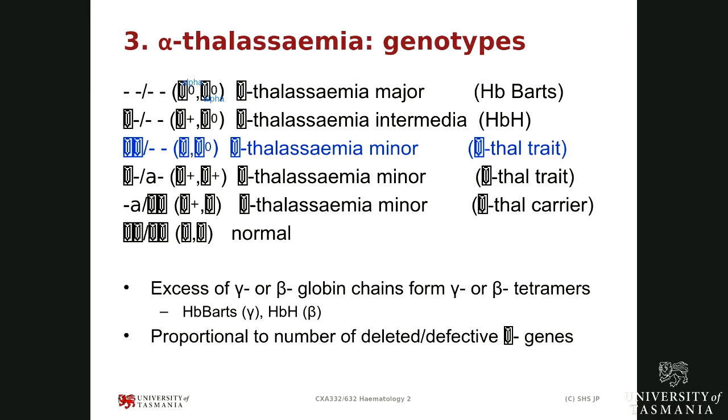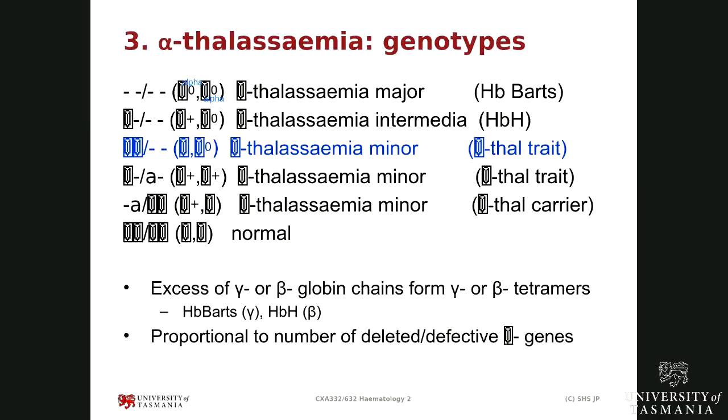It's these ones here, alpha thalassemia intermedia, where we only have one alpha chain being produced, and of course alpha thalassemia major, where we have no alpha chains being produced, that we get the serious signs and symptoms. In fact, alpha thalassemia major usually results in the death of the fetus in utero, or very shortly after birth.